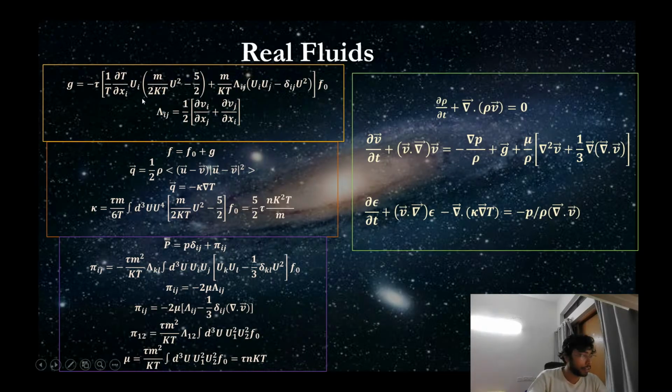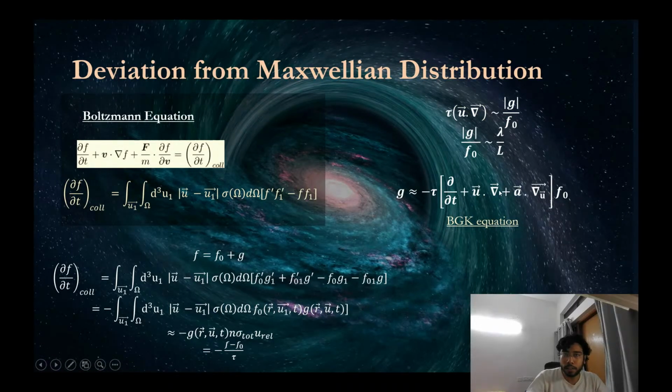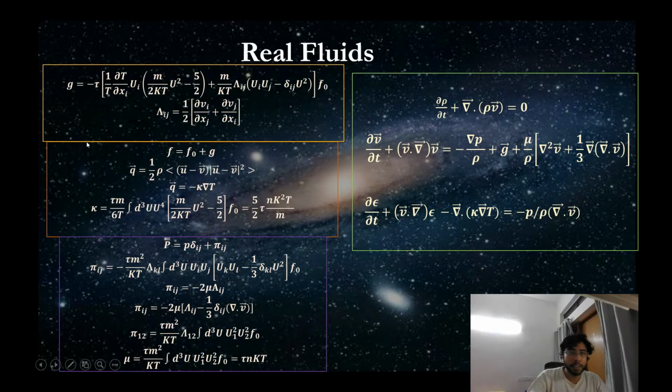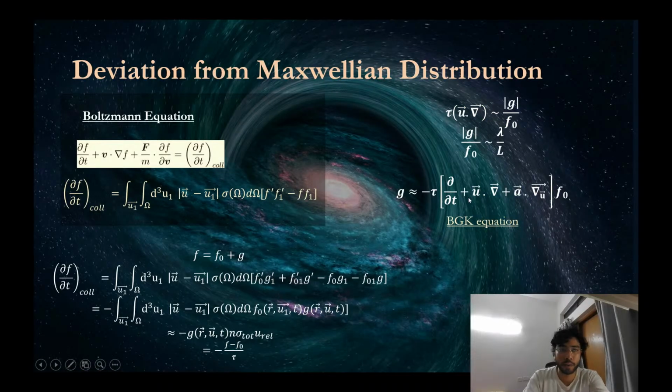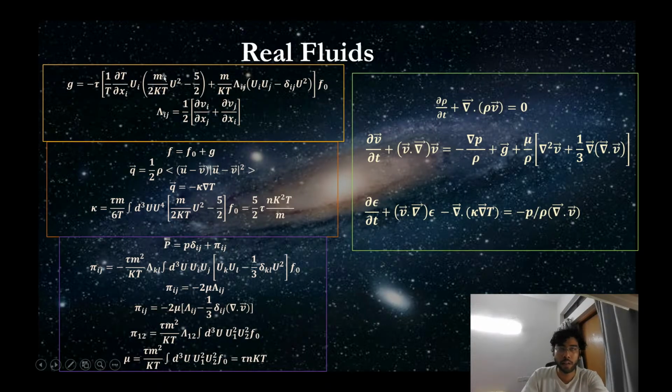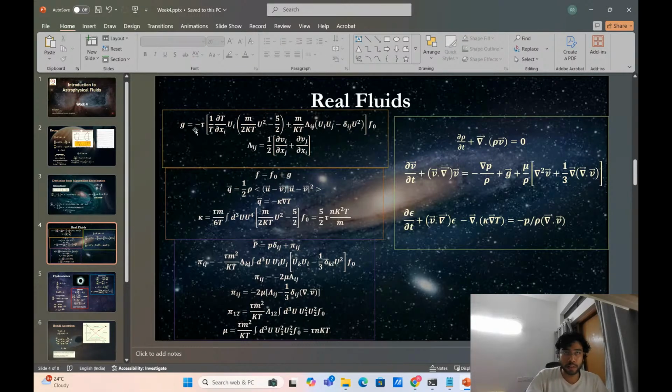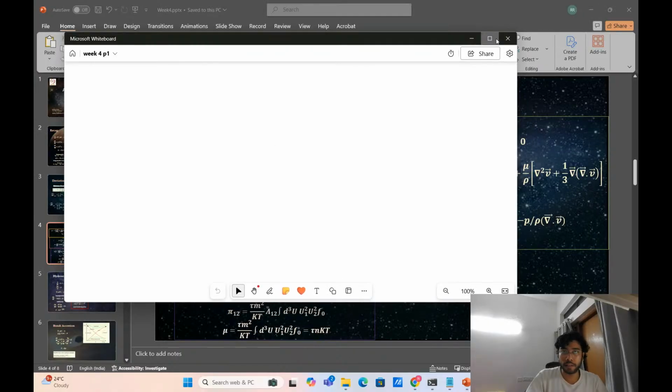So if you see over here, G is given like this, and if you solve G, you can get a term like this. I will just show you how you get this term from this equation, from the BGK equation. This was not derived in the lecture, but I will just give a quick derivation.